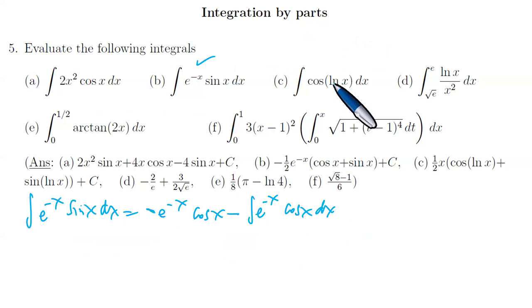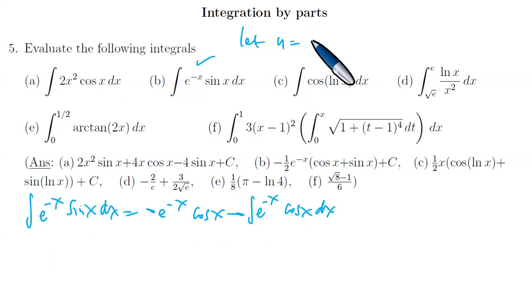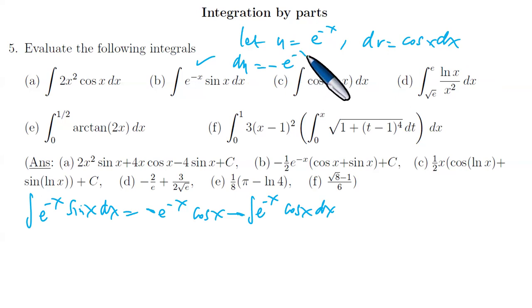Meaning at this point, we are able to achieve something. What exactly is something? We need to deal with this one. So we actually still use integration by parts, but you remember the choices we had, so u was e to the minus x and dv was the remaining part. So we're gonna do the same and let u be e to the minus x, dv be cosine x dx, so v, the integral of cosine, is sine x.